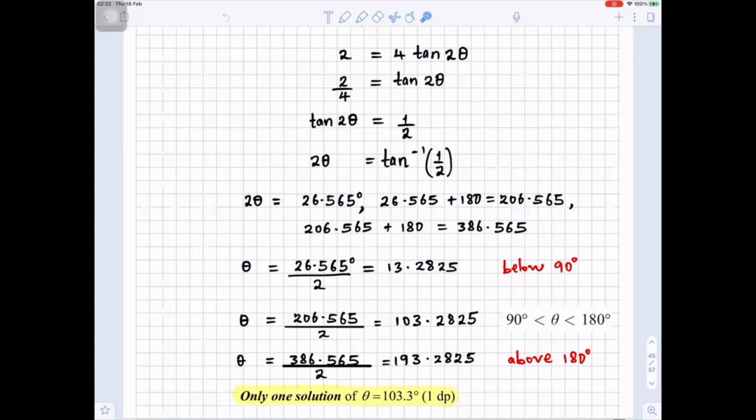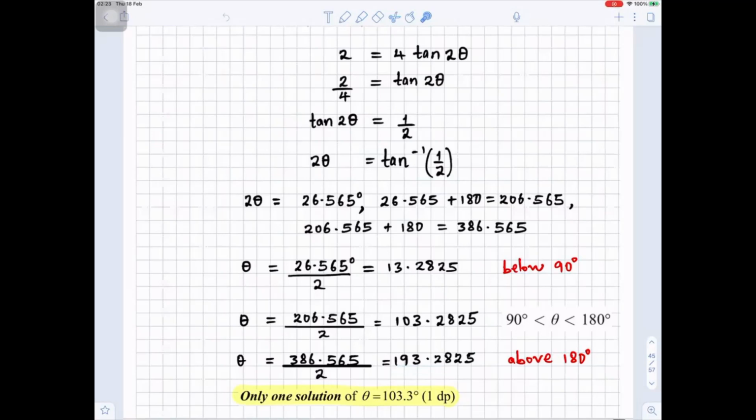So you add 180 plus 26.565, it gives you 206.5. And you add another 180, it gives you 386.5. That means you add 180 the first time, and then you get 206.5, and you add 180 to that, you get 386.5. But now that was 2 theta. We want to get theta, so you divide by 2. So 26.565 divided by 2 gives you 13.2. And then 206.5 divided by 2 gives you 103.2. And 386.5 divided by 2 gives you 193.2.